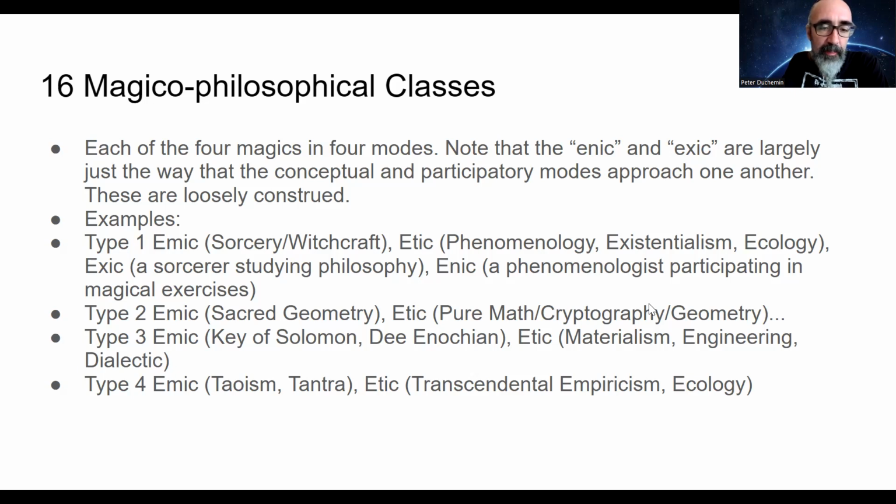And finally, type four. The emic modes of type 4 seem to me like Taoism or Tantra, and the etic modes seem like transcendental empiricism. So this is Deleuze, Deleuze and Guattari, and also ecology. And I'm thinking of David Abram. David Abram could be a type 1 or a type 4. To me, type 4 and 1 blend together, and type 2 and 3 blend together.